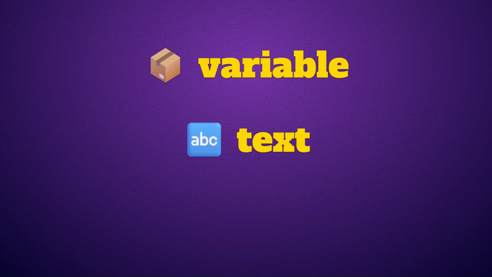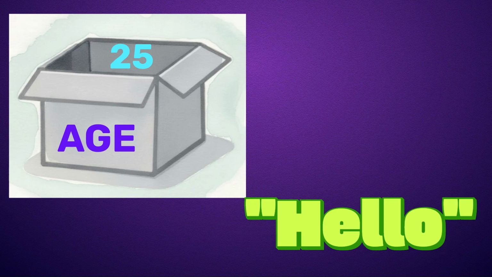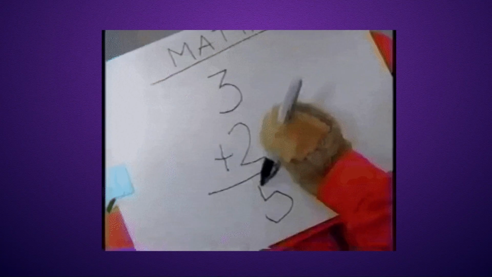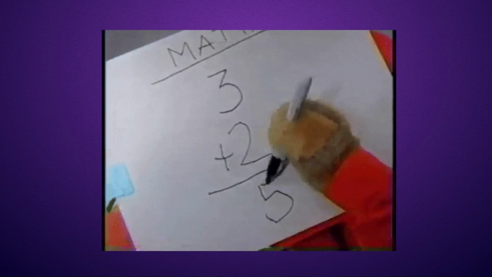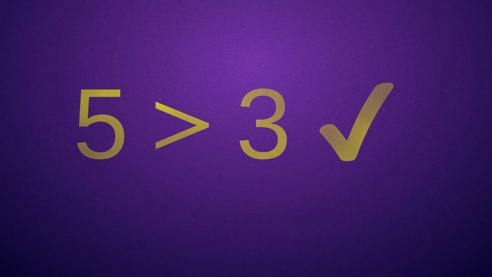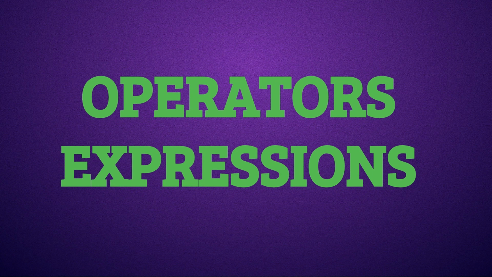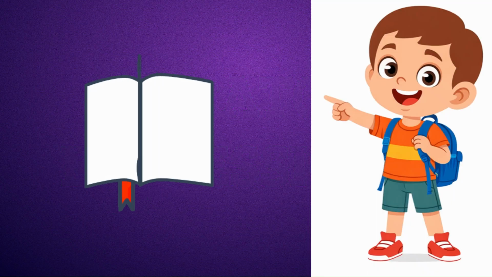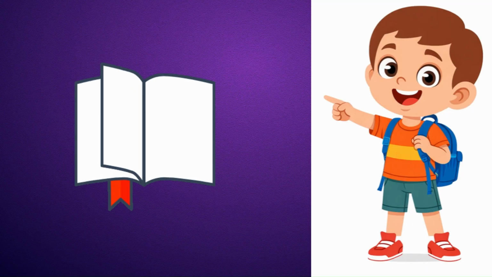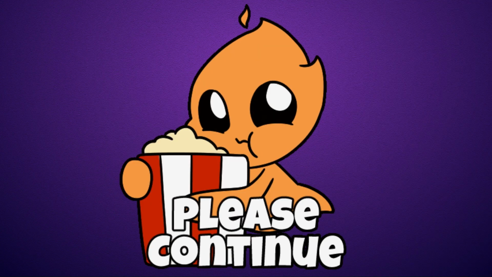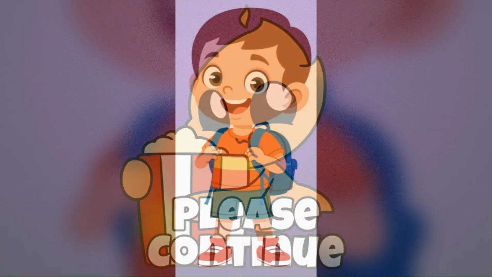In the previous video, we learned how Python stores information using variables and data types. But storing data is only the beginning. Programming becomes powerful when data can interact, when values can be compared, and when decisions can be made. And that is exactly what we are going to learn today. Today's topic is operators and expressions. Once again, we will understand everything using a simple story. So take a breath and let's continue.